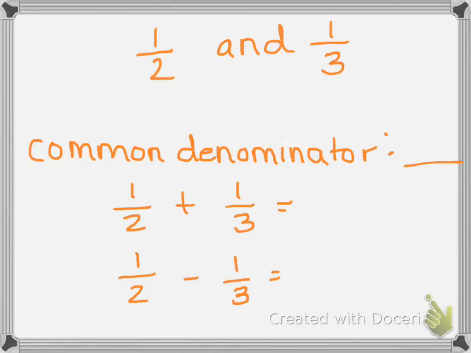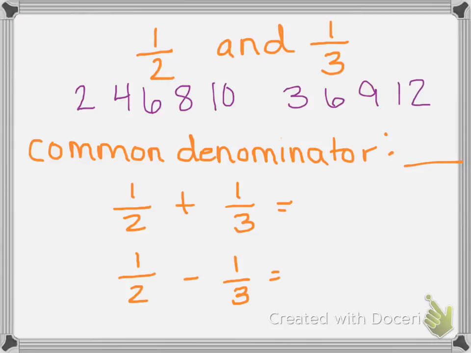Number 1 says find a common denominator for 1/2 and 1/3 and then solve the problems. So to find a common denominator, we have to list our multiples. If we count by 2s, we have 2, 4, 6, 8, 10. And then if we count by 3s, 3, 6, 9, 12. If you look here, we have a 6 here and a 6 here. So our common denominator is going to be 6.